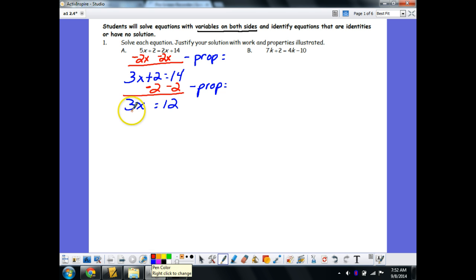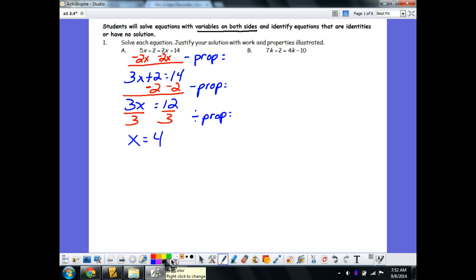And now to get the x by itself, now we only want to move the 3. So that is when we divide both sides by that 3. Since we're dividing both sides by the same value, that is the division property of equality. So then x is equal to 4.